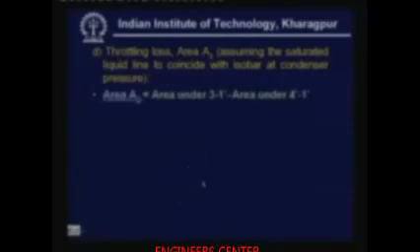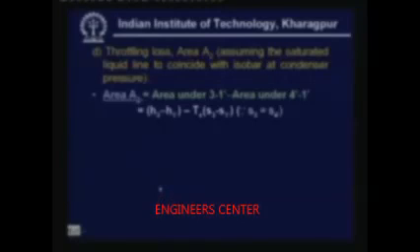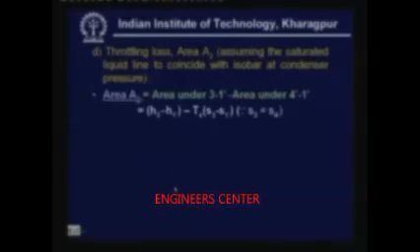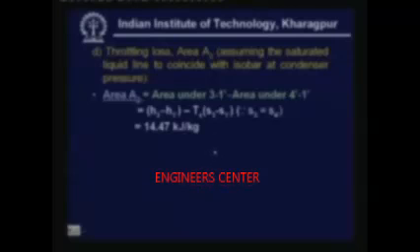As I have already explained how to find the throttling area, if you assume that the saturated liquid line coincides with the isobar at condenser pressure, then it is the area under 3 to 1 dash minus the area under 4 dash to 1 dash. The area under 3 to 1 dash is nothing but H3 minus H1 dash, and the area under 4 dash to 1 dash is nothing but Te into S3 minus S1 dash, because S4 dash is equal to S3. Since we know all these values, you substitute them and find that the throttling area is 14.47 kilojoule per kg.